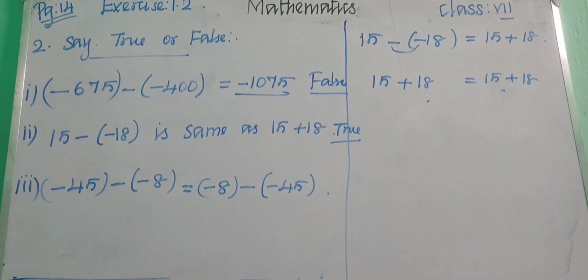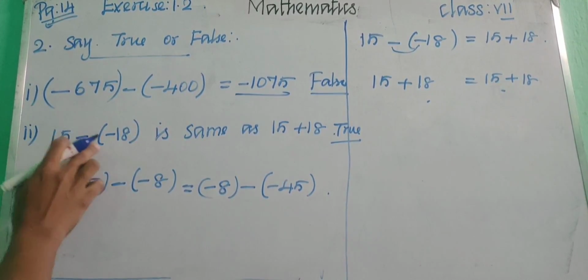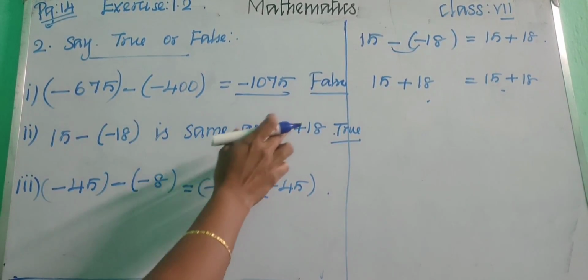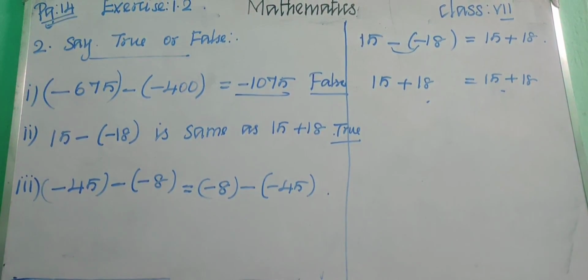Copy it in your notebook. Very easy, right? The question is 15 minus 18 is the same as 15 plus 18. Now we have proved that these two are equal, so it is true. And then let us see the third one.